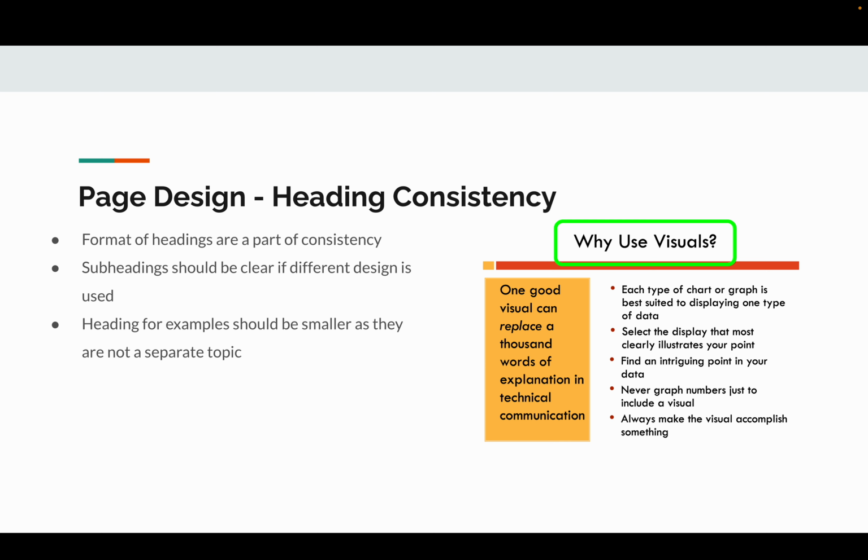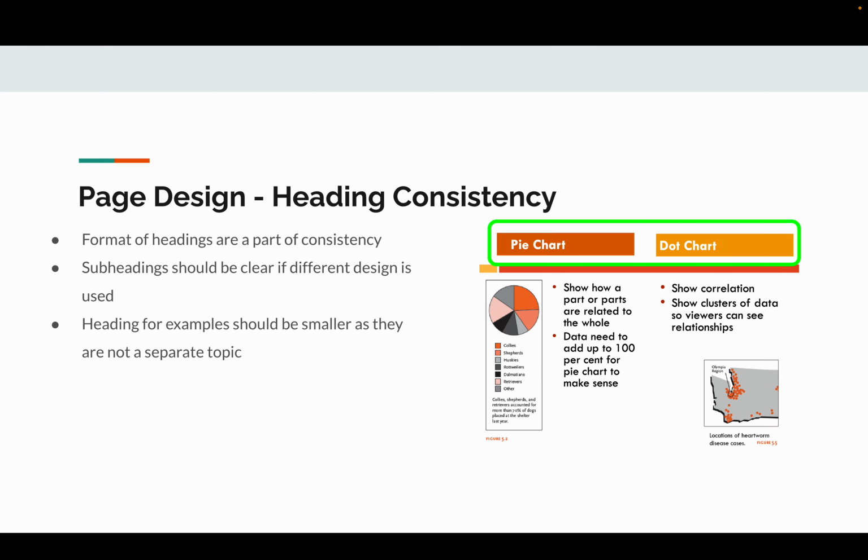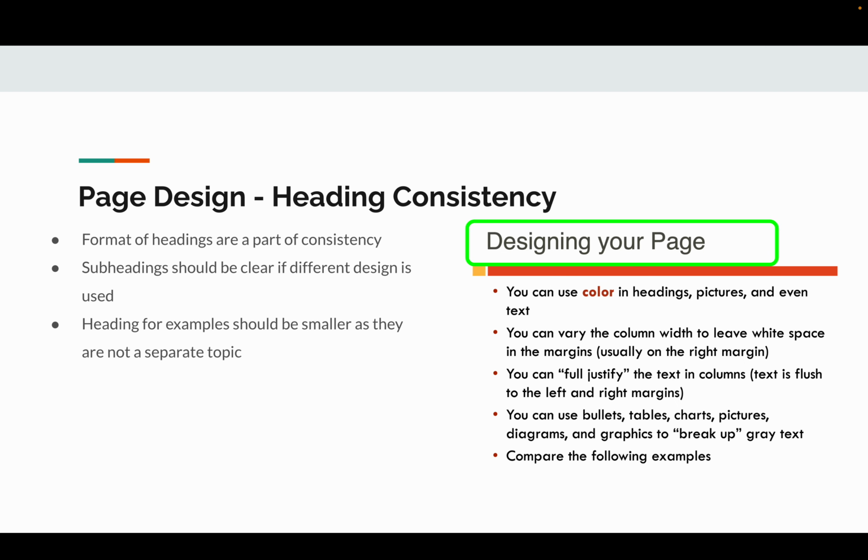This is an example of the first one, the design lecture. This is a second example where it's a heading for an example, but it seems as if it's a new topic. And this is a third example. This is wrong because it's a different font, different size, different style than the others. These should be consistent across each other.